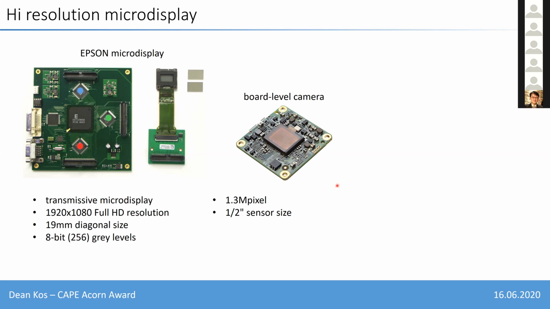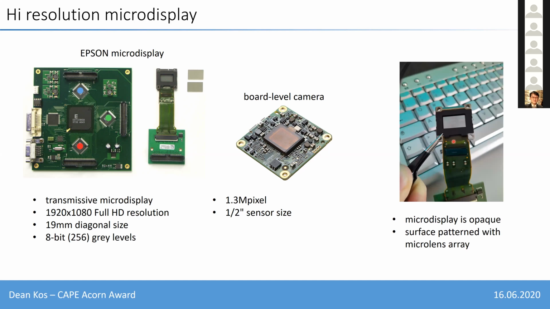Now, the problem that I had with this was that the liquid crystal panel itself actually is not really very transparent. It's quite opaque. It's used for display applications. So I had a chat with the supplier, and it turns out that these micro displays have a micro lens array pattern on top. So each pixel has its own micro lens.